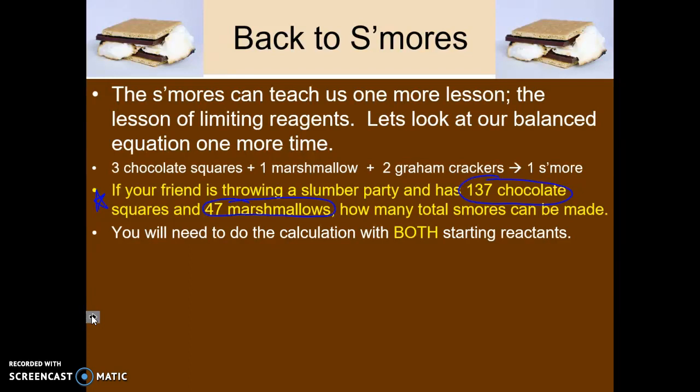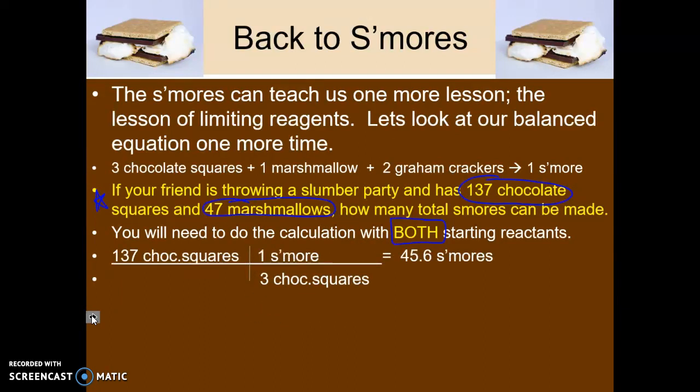In order to figure out which one's going to run out first, we actually have to do two calculations. We have to do both because we don't know if the marshmallows are going to run out first, or if the chocolate's going to run out first. So this is how we're going to complete it. We're going to start with the chocolate squares because that's what's first in the problem. You're going to convert using your mole to mole ratio, 3 chocolate squares to 1 s'more, and that's going to tell us how many s'mores we can make of chocolate.